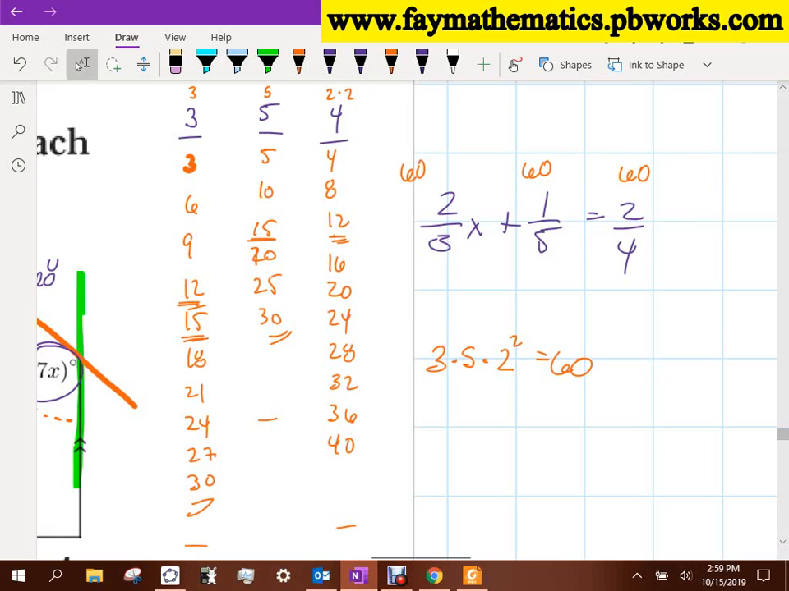But if I multiply all these by 60, then these fractions will all disappear. Okay? 2/3 of 60 is 40. Okay? 1/5 of 60 is 12. Okay? And then 2/4 or half of 60 would be 30. Would you much more prefer to solve 40x plus 12 equals 30 than 2/3 x plus 1/5 equals 2/4? No fractions in 40x plus 12 equals 30, right? Okay.